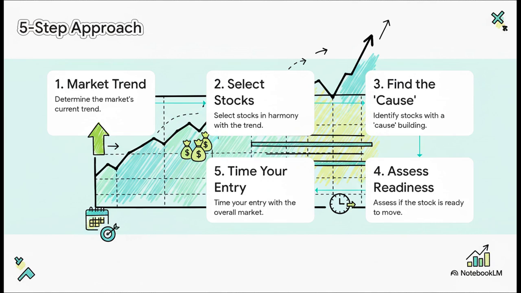Number 1, figure out the market's main trend. You want to swim with the current, not against it. 2, find assets that are moving in sync with that trend. 3, narrow your focus to assets that are building a clear cause, meaning a solid accumulation or distribution range. 4, this is where patience is key. You wait for that definitive trigger, like a spring or an upthrust. And finally, 5, you time your entry with the overall market to give yourself the best possible odds.